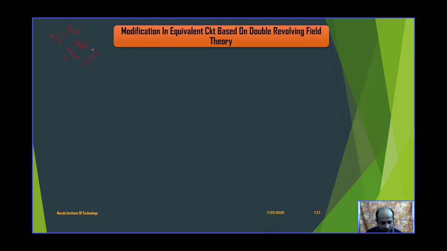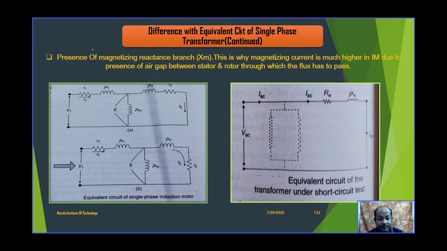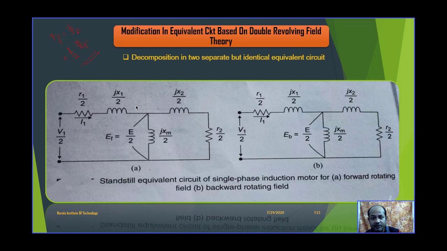So if we merge these two concepts, that the magnitudes are the same and half of the pulsating field, a single phase induction motor can be considered as a series combination of two three phase induction motors. So we can represent the previous equivalent circuit as a combination of two similar equivalent circuits where the parameters are the same, only the value of rotation is different.